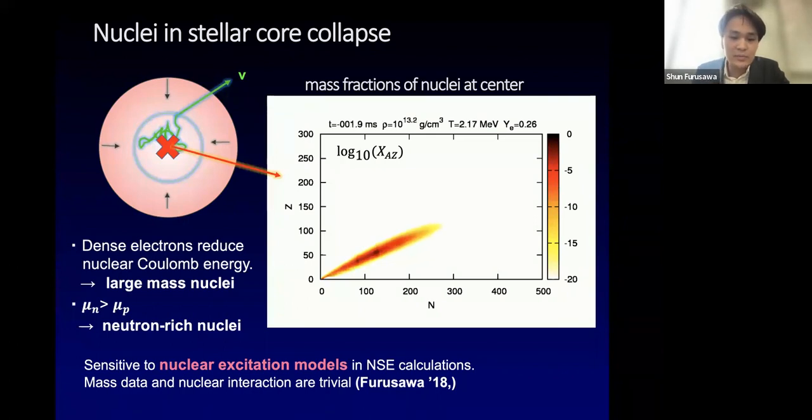I will skip the details, but in these calculations, we require some information. First, mass data, experimental or theoretical mass data, and nuclear interaction. Nuclear interaction is required to calculate drip nucleons or some bulk properties of nuclei, and a nuclear excitation model. And recently, I showed that this NSE result is sensitive to the nuclear excitation model. So this is one of the ambiguities in this calculation, and this is just one example.